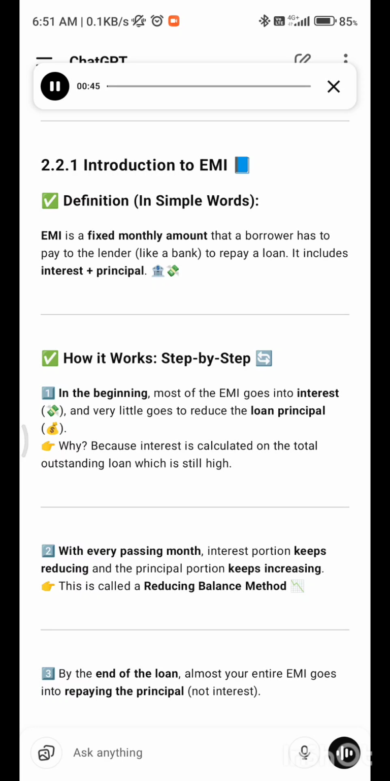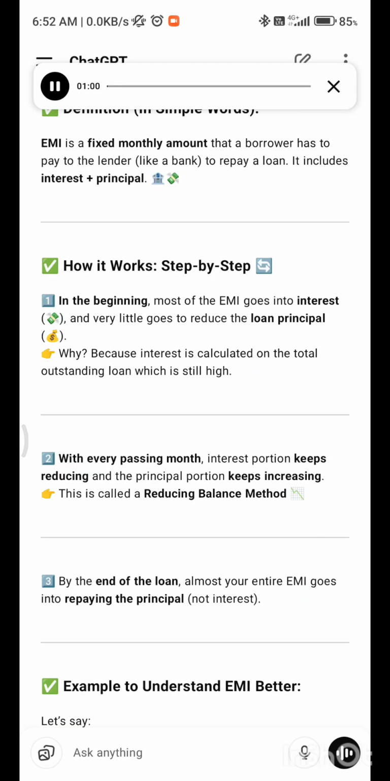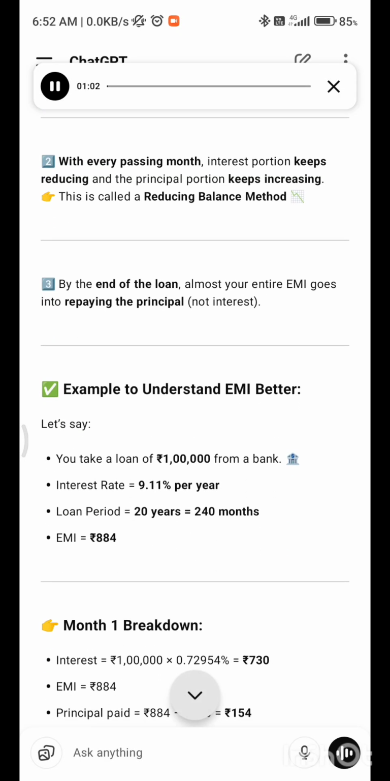1. In the beginning, most of the EMI goes into interest, and very little goes to reduce the loan principal. Why? Because interest is calculated on the total outstanding loan, which is still high. 2. With every passing month, the interest portion keeps reducing, and the principal portion keeps increasing. 3. By the end of the loan, almost your entire EMI goes into repaying the principal, not interest.